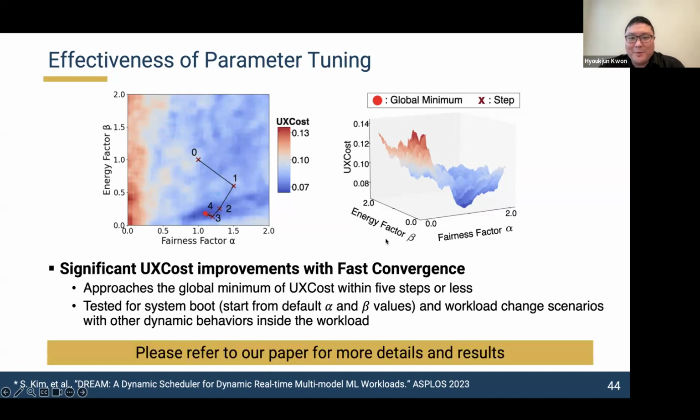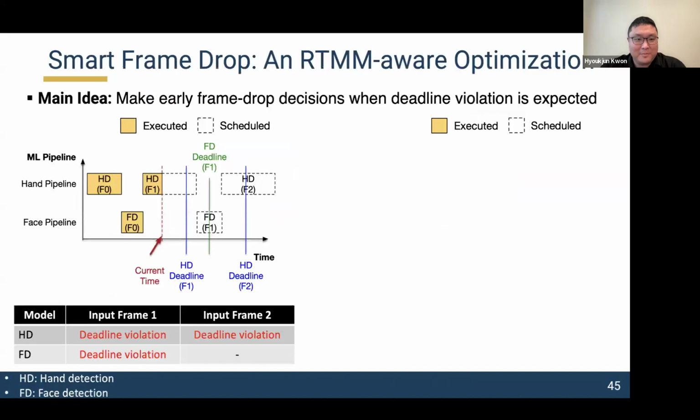So there are many results, but I'm not getting into all the details. If you're interested, then please refer to our paper for more details. And there are more optimizations. The RTMM workload characteristic aware optimization we introduced. One example is a smart frame drop. The main idea is let's make early frame drop decisions when deadline violation is definitely expected.